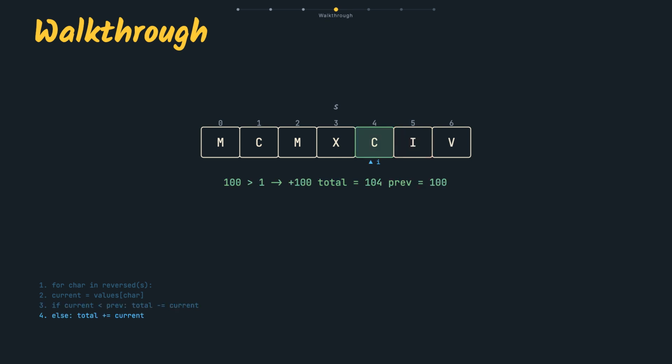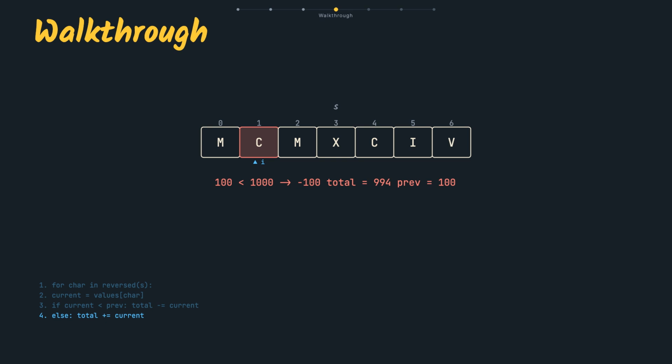C is 100. Compare with 1, bigger. So add. Total jumps to 104. Remember 100. X is 10. Smaller than 100. Subtract. Total drops to 94. Remember 10. M is 1,000. Bigger than 10. Add. Total is 1,094.